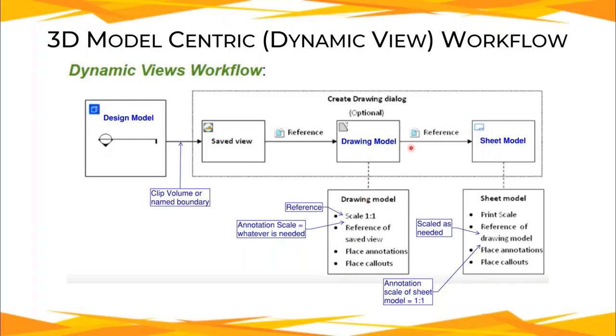And then the drawing model gets referenced into a sheet model here. The sheet model has no scaling in there. The sheet model is a 1-to-1, real world 11x17, I guess you could think of it. So annotation scale is 1-to-1 here. The reference of the drawing model is scaled down as needed to fit on the sheet, depending on what you're trying to show and how many views you're trying to put on that particular sheet. And we do place some annotations and callouts in the sheet model itself. Again, general ones that are not specific to a particular view.